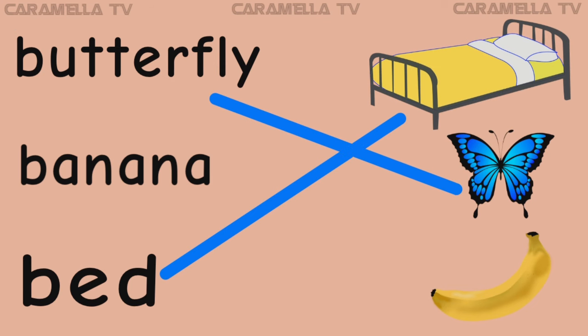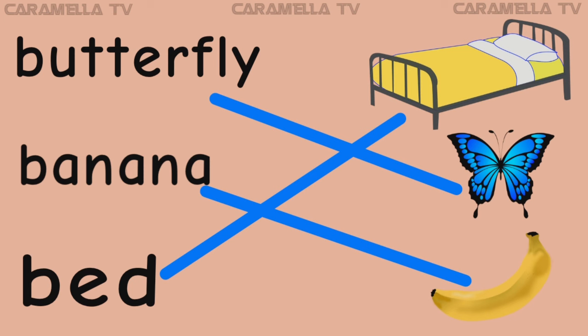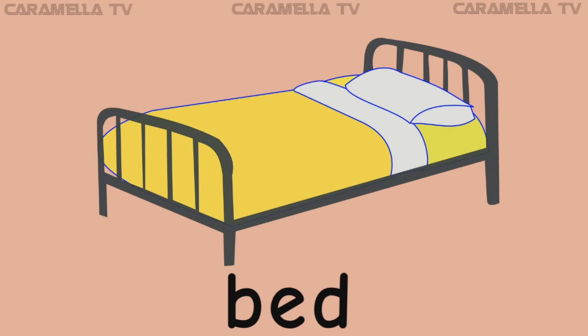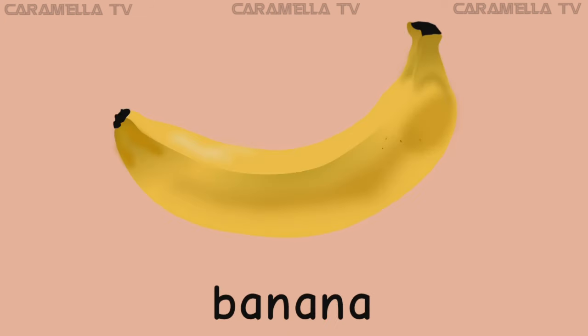And last picture we have is a picture of a banana. Can you guys guess where the word banana? That's right. Let's connect them. We have three words: butterfly, banana, bed. Bed. Butterfly. Banana.